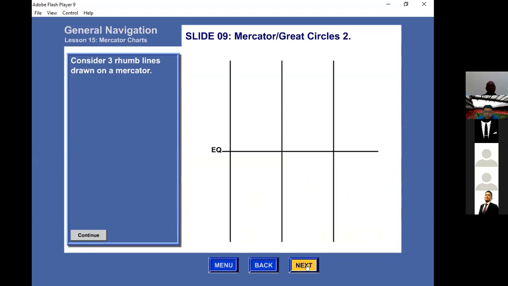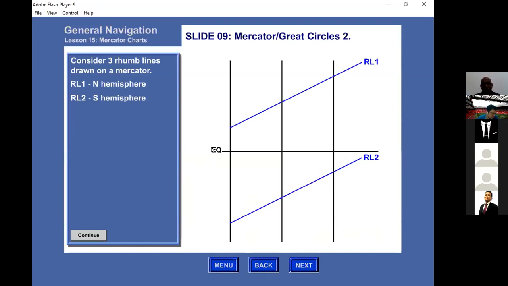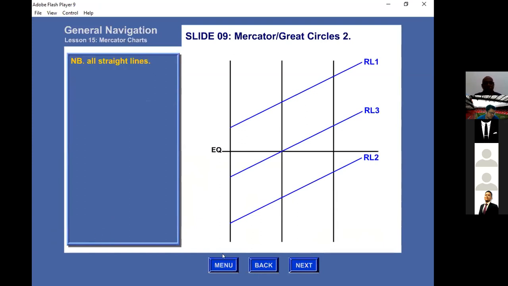Let's see these three rhumb lines which are drawn on a Mercator's chart. Okay? Yeah. Okay, that is in the northern hemisphere. Right? This is in the southern hemisphere. And this is the equator. This is across the equator. It's a rhumb line across the equator. Now we will see what the equivalent great circles will look like on a Mercator's chart.